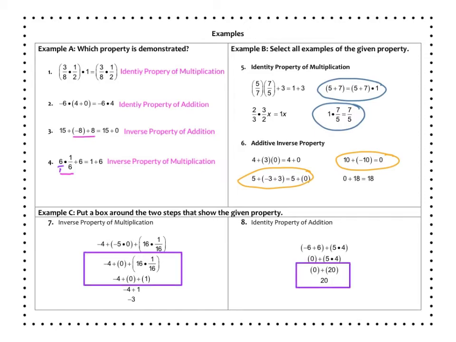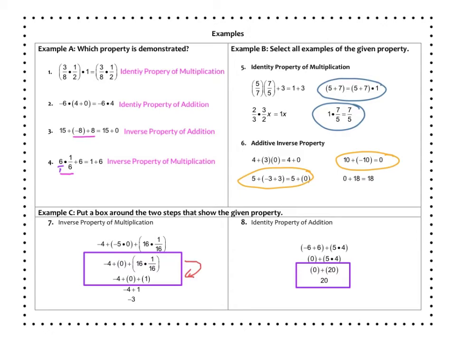How did you do? Did you get the same answers that I did? Hopefully you did. Remember that when you're doing these type of problems, you're trying to figure out 2 different steps. So you have to figure out what happened between one step and the next step to see if you have the correct answer. So in number 7, I had 16 times 1 over 16. Okay, so that's setting me up to do the property. And then that cancels out to give me 1. So I know that was the inverse property because it went from multiplying 16 times its inverse to 1.